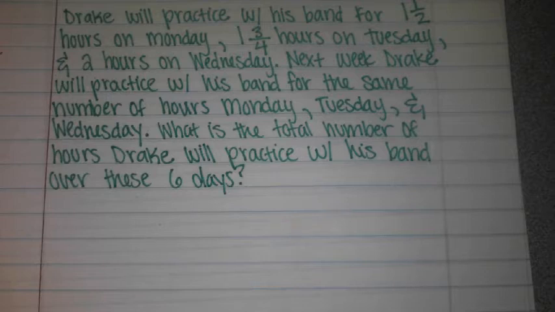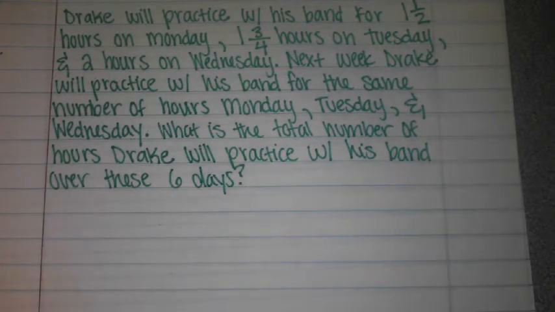So Drake will practice with his band for 1.5 hours on Monday, 1 3/4 hours on Tuesday, and 2 hours on Wednesday. Next week, Drake will practice with his band for the same number of hours Monday, Tuesday, and Wednesday. What is the total number of hours Drake will practice with his band over these 6 days? There's a lot of information in this problem, so I'm going to break it down.